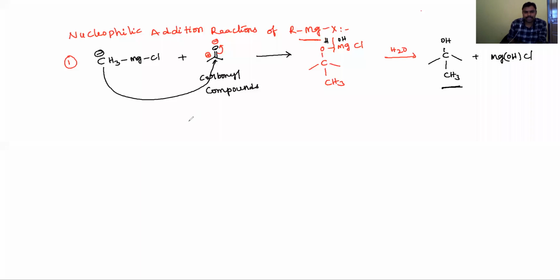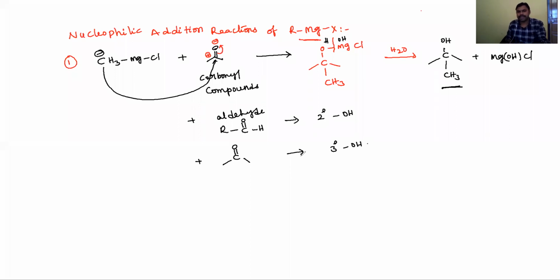Now the Grignard reagent reacts with aldehydes. The aldehyde general formula is RCHO. Except formaldehyde, all the remaining aldehydes give secondary alcohols. And if the Grignard reagent reacts with ketones, it gives tertiary alcohols. Students, the Grignard reagent reacts with ketones, that is, R-C=O-R', to give tertiary alcohols.